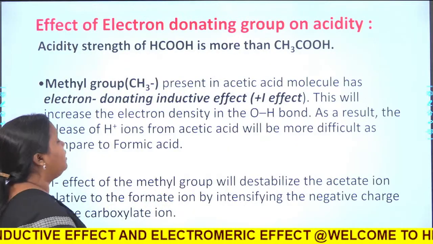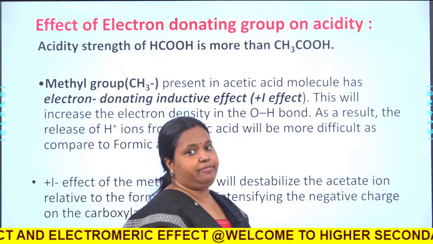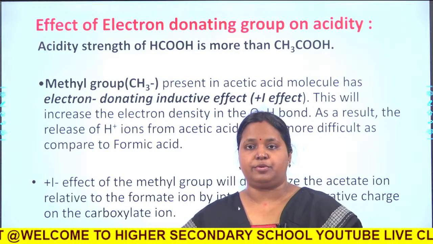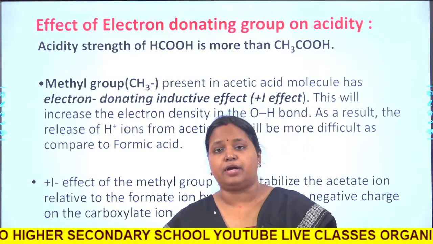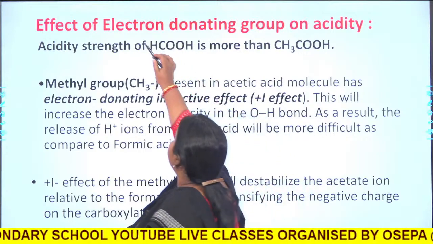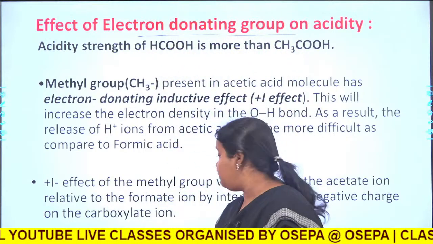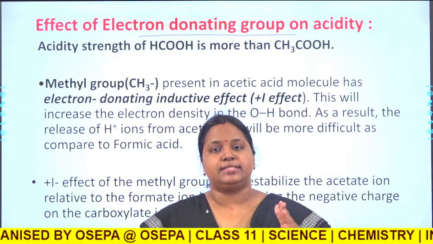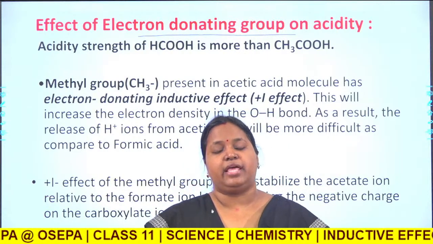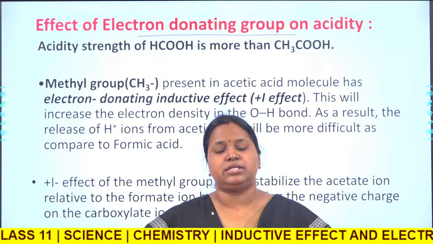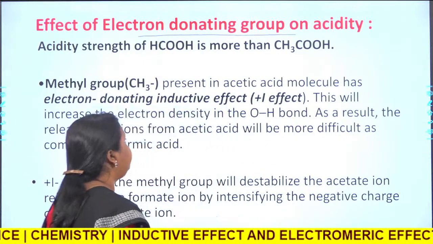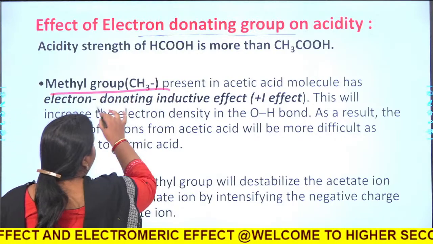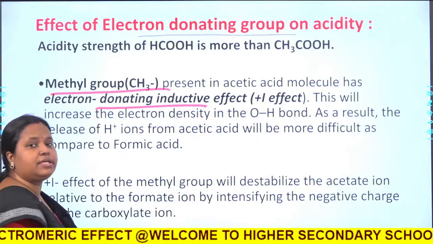Now let us see, this is the minus I effect. I mean, you saw the effect of the minus I effect on acidity. Now let us see what is the effect of electron donating group, that is plus I group. Suppose let us compare the acidity strength of acetic acid and formic acid. This question comes very often in board exams, so understand it well. Methyl groups are electron donating, they show plus I effect.